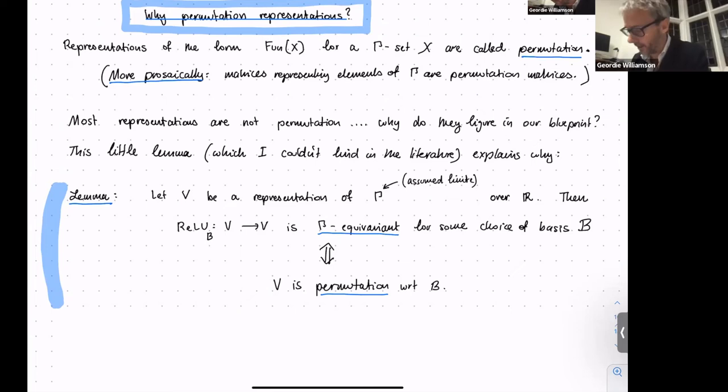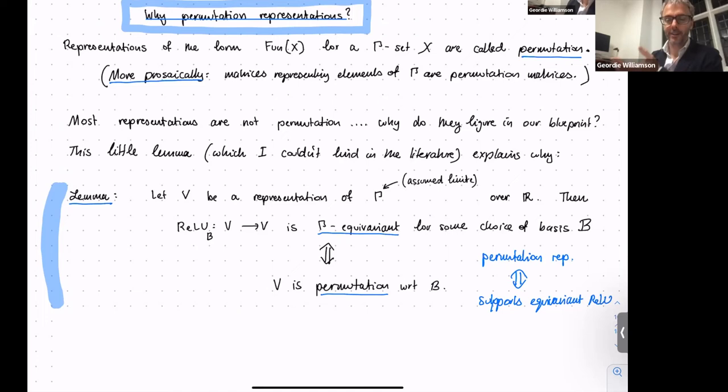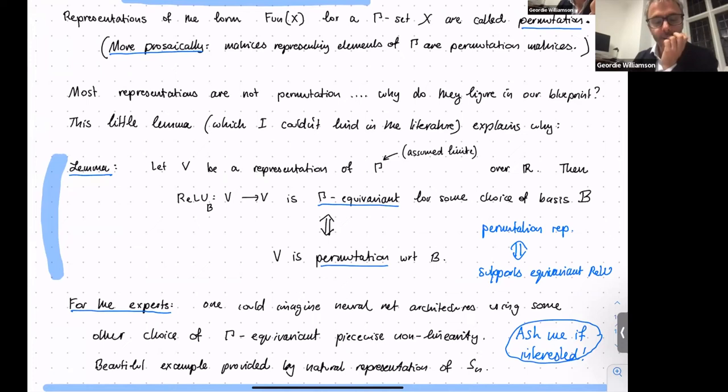Okay, so the lemma says, at least for finite gamma, that a representation is a permutation representation if and only if it supports an equivariant ReLU with respect to some basis. So there exists a basis such that ReLU is equivariant if and only if I'm a permutation representation. And one of the things that I'm very excited about is the possibility of neural nets involving gamma equivariant piecewise nonlinearities which are no longer permutation. This necessitates changing your point of view on what nonlinearities you allow. I'm very happy to talk about that if people are interested.